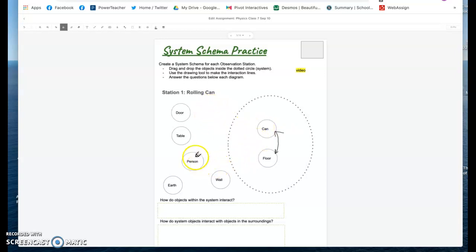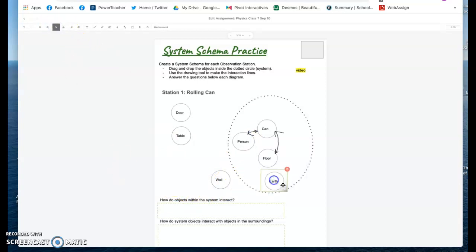What other things might I have? Maybe I want to think about the person, or the hand, as being a part of this system. Maybe I wanted to do that. And then the person and the can would also be interacting because, again, I'm touching the can.